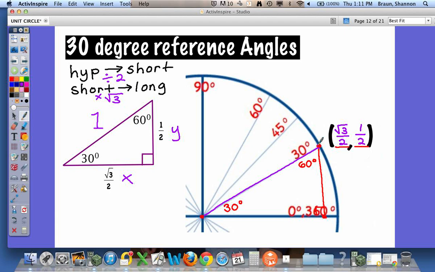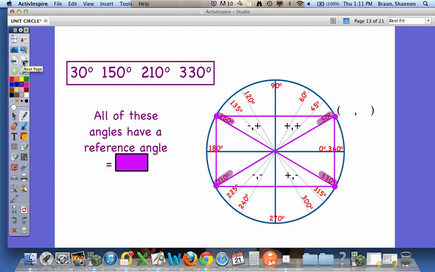So now we're going to use that bow tie and reference angle idea. So in quadrant 1, my x and my y coordinate for 30-degree reference angles are radical 3 over 2 and 1/2. All 4 of these angles have a reference angle of 30 degrees, right? 150, the reference angle right here is 30 degrees. 210, the reference angle is 30 degrees. 330, the reference angle is 30 degrees.